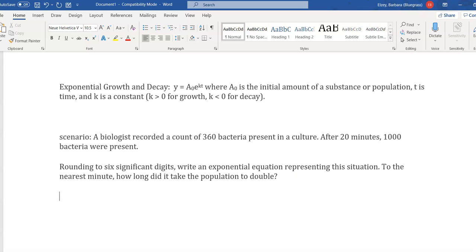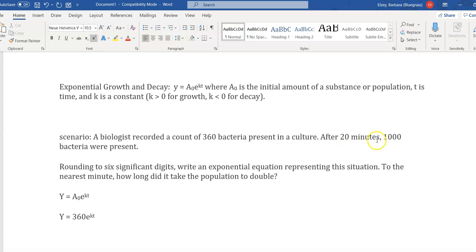So first, let's write down y equals a sub 0 e to the kt. And now let's fill in. The initial amount of bacteria we have is 360. So we want to put 360 in for a sub 0. So that's our first thing. And apparently I am still in the exponent. Let me fix that. So we're going to put y equals 360 e to the kt.